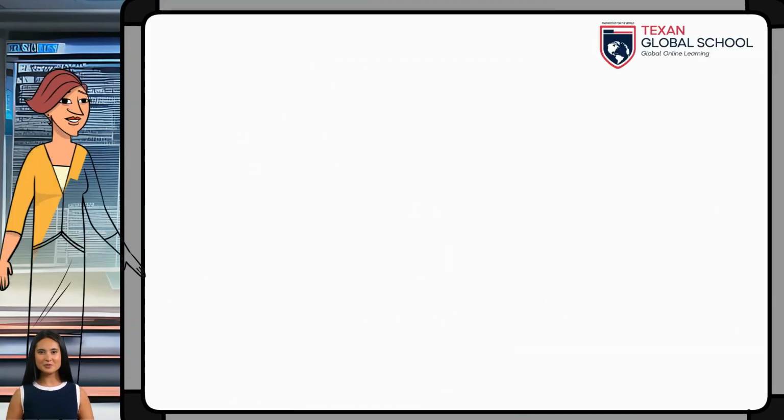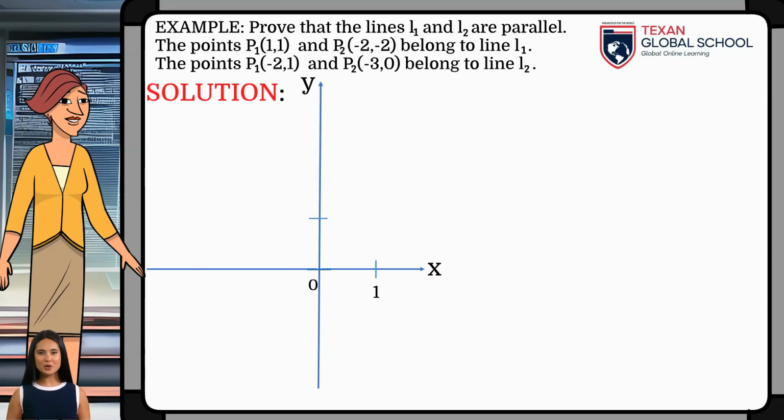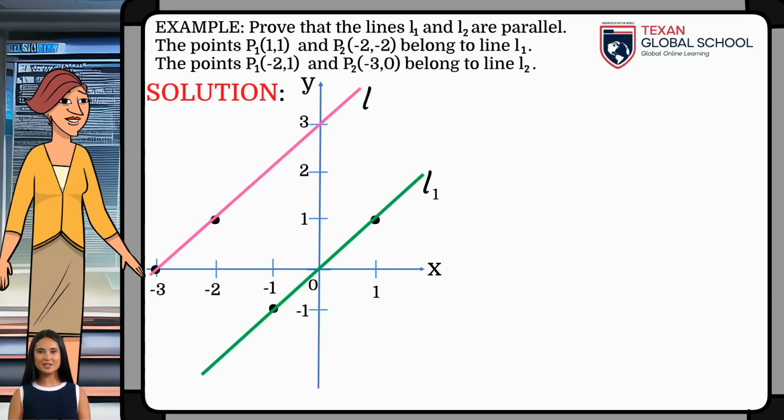Let's see a first example. Prove analytically that the lines L1 and L2 are parallel to each other. The points (1, 1) and (-2, -2) belong to the line L1. The points (-2, 1) and (-3, 0) belong to the line L2. First, graph the points.